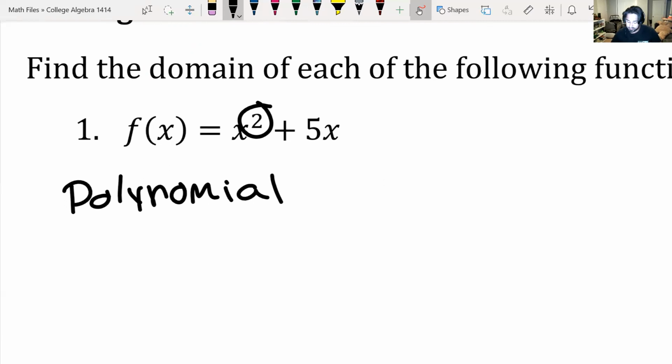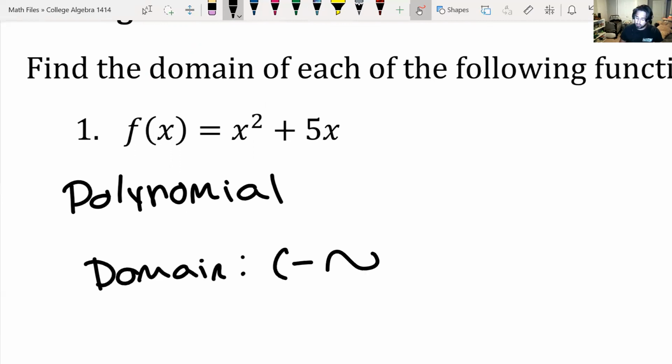And since this is a polynomial, the domain for all polynomials will always be all real numbers, negative infinity to infinity. As long as it's a polynomial, this will always be its domain. That's it. That's simple. Okay, next.